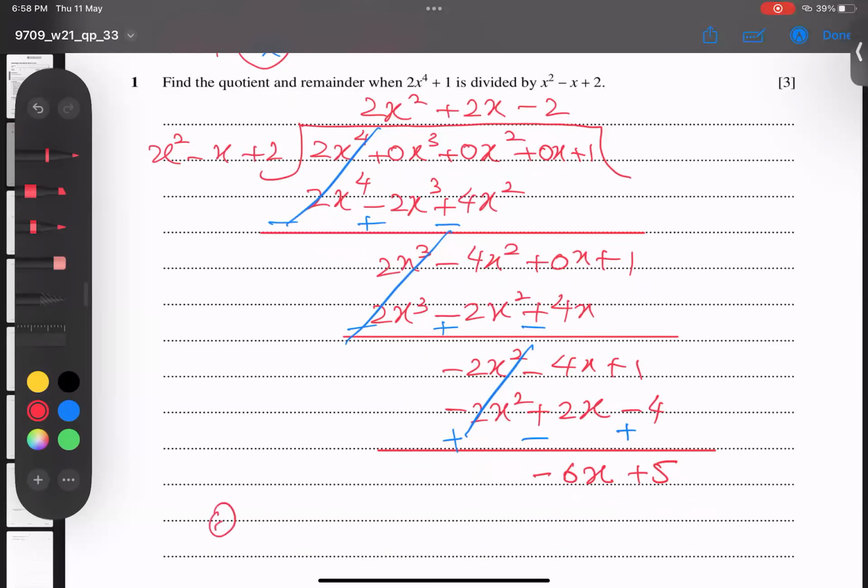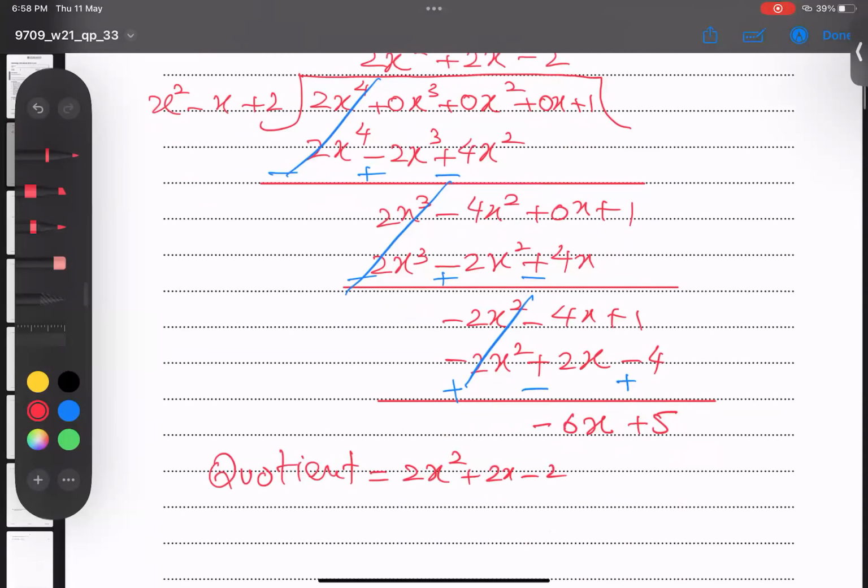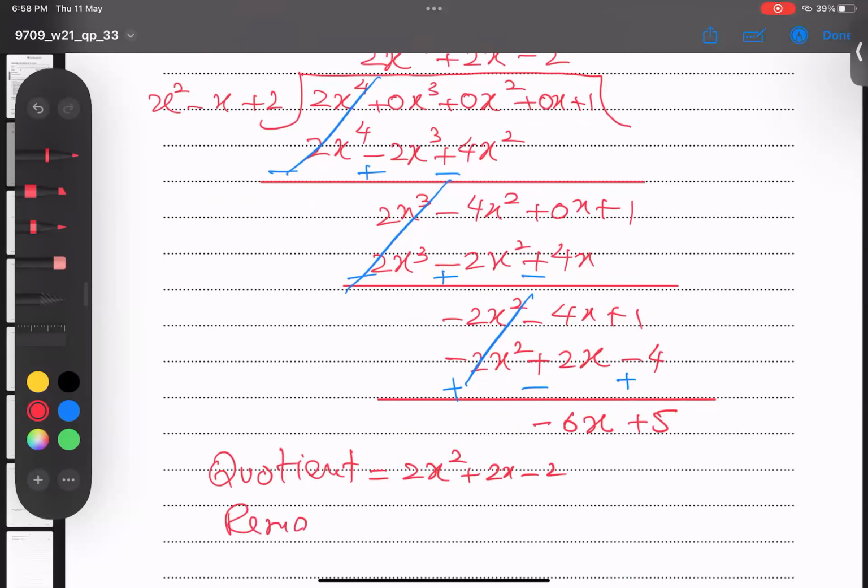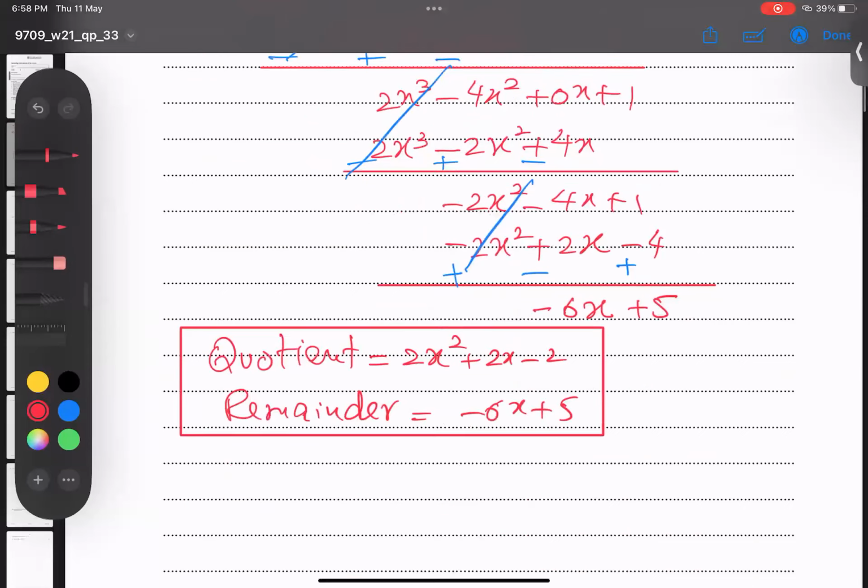But before that, we have to mention for the examiner what is the quotient: 2x squared plus 2x minus 2. And what is the remainder: minus 6x plus 5. So alhamdulillahi rabbil alameen, is it clear?